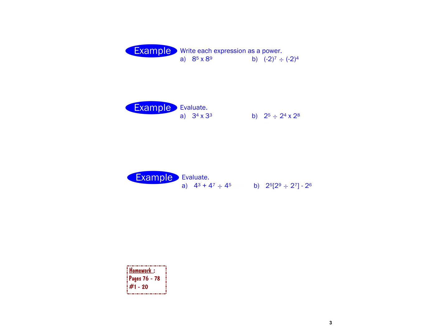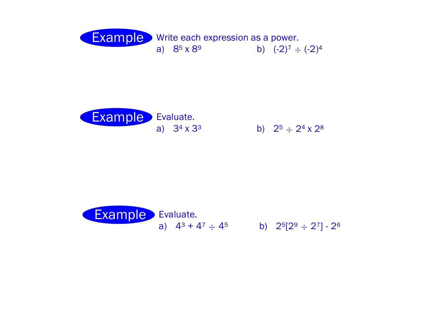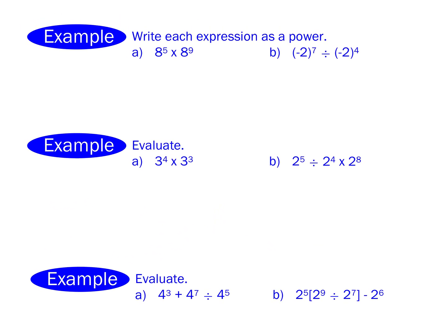Okay, here we go. We're going to do some examples here. The first example says to write each expression as a power. That means we leave our answers as a power. 8 to the exponent 5 times 8 to the exponent 9. What do we do with the exponents? So we get 8 to the exponent 14. Very good. 5 plus 9 is 14.